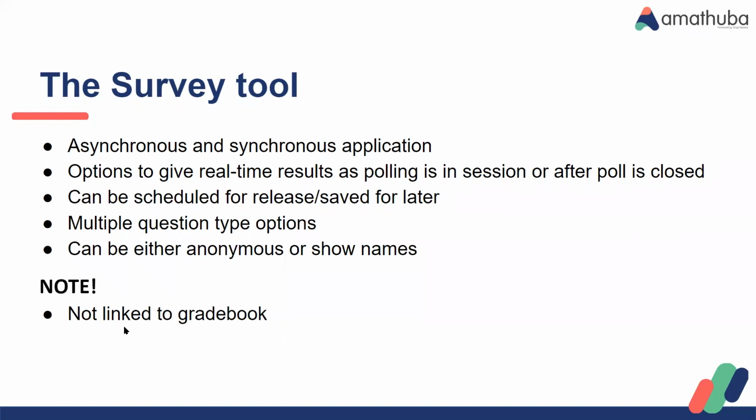It provides multiple question type options. There's about 10 of them that you can choose from in a drop-down list. They're quite intuitive. There's multiple choice. There's true and false, all those type of things. And Mashudu will show us that in a little bit more detail.